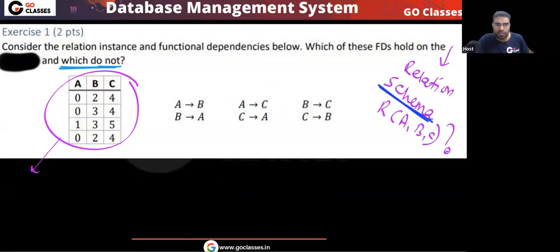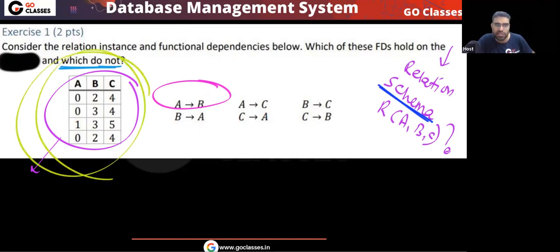Now, what about A determining B? This instance does not satisfy. So can I say schema will also not satisfy? Please tell me. Yes, that is correct. If this instance does not satisfy, then the schema cannot satisfy.